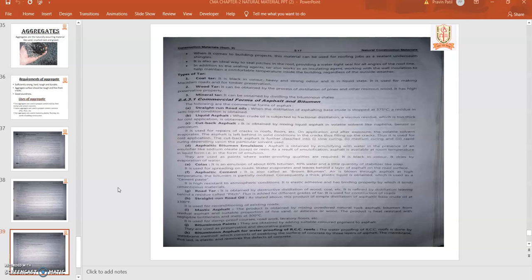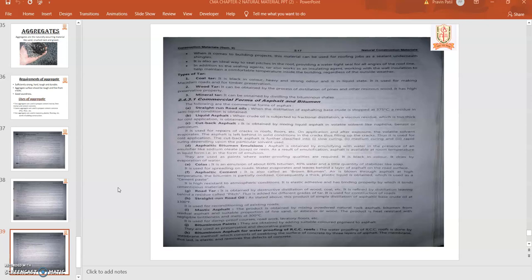Then coals, it is an emulsion of about 60% bitumen, 40% water and a little quantity of stabilizer like soap. It is used for spreading on road. Then water evaporates and leaves behind a layer of asphalt on the road surfaces. Then asphaltic cement, it is also called brown bitumen. Air is blown through the asphalt at a high temperature. The bitumen is partially oxidized. Consequently, a thick plastic liquid is obtained that is called asphaltic cement.